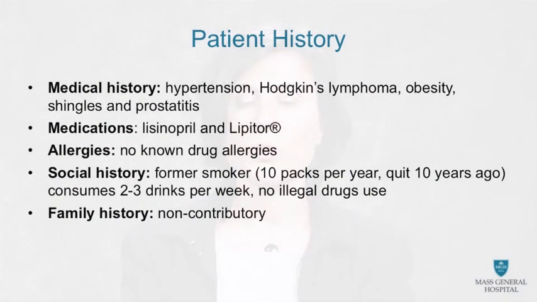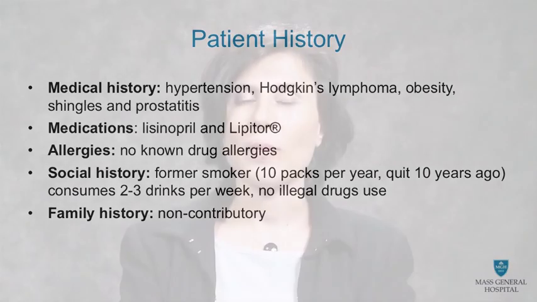His past medical history is notable for hypertension, Hodgkin's lymphoma, obesity, shingles, and prostatitis. His medications include lisinopril and Lipitor. He has no known drug allergies. He was a former smoker but quit approximately 10 years ago and drank alcohol socially. His family history was negative for pancreatic adenocarcinoma or any other pancreatic lesions.